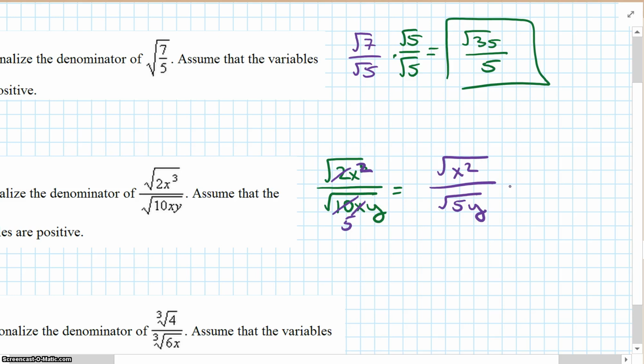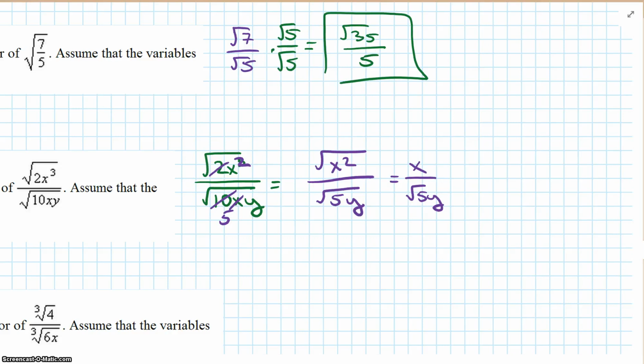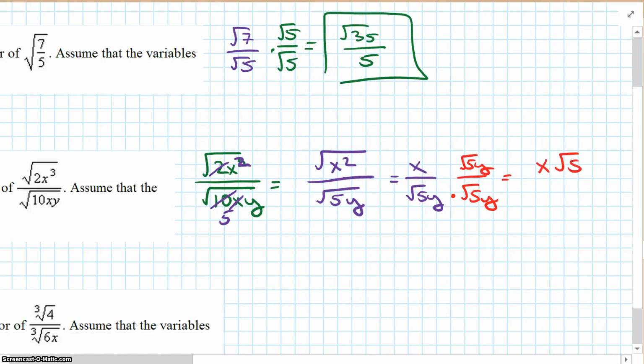Okay, we just did this one, didn't we? So it's just going to be x over the square root of 5y. Now what do I need to do? Multiply the top and the bottom by the denominator in this case to get rid of it. So I'm going to get x square root of 5y over 5y.